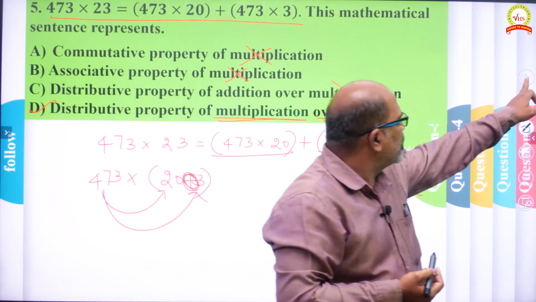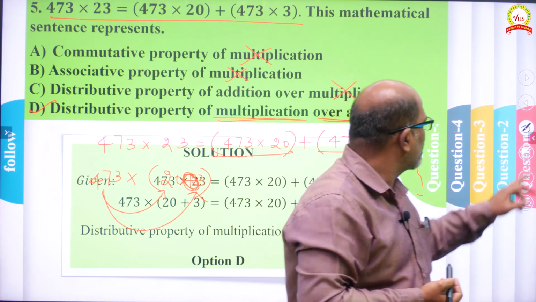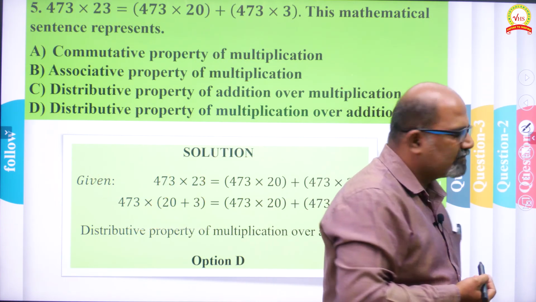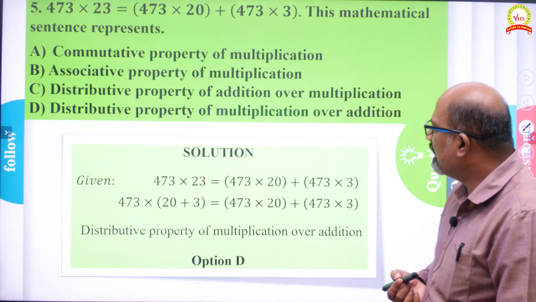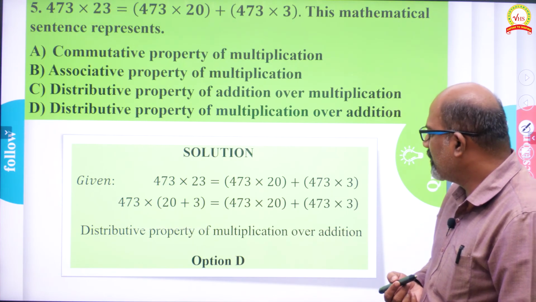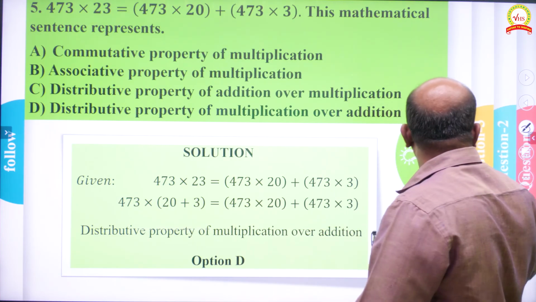Okay, this is the last question of this session, and you can see the answer here for your verification. The same way it has been done. Distributive property of multiplication over addition.